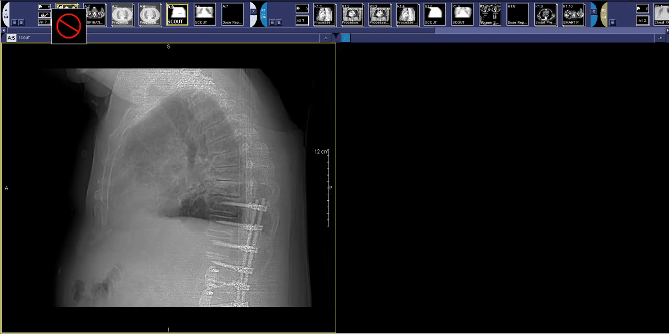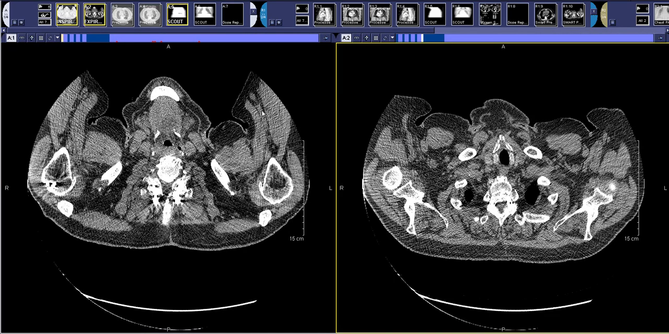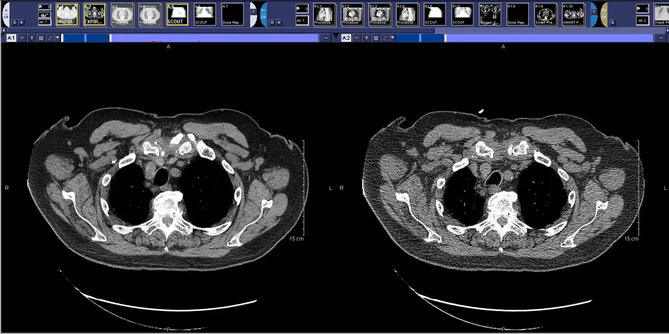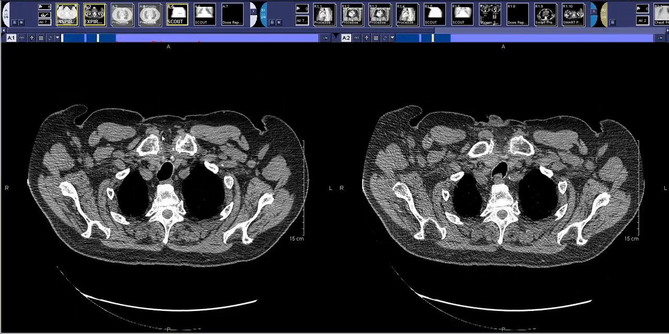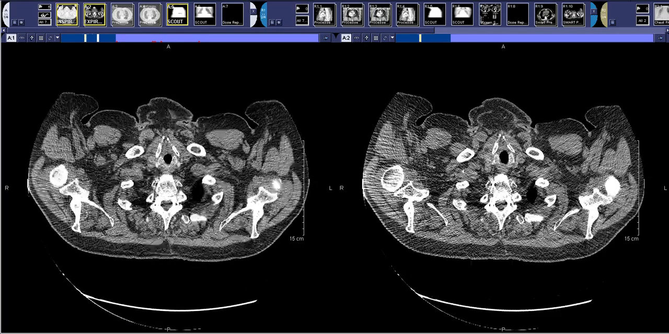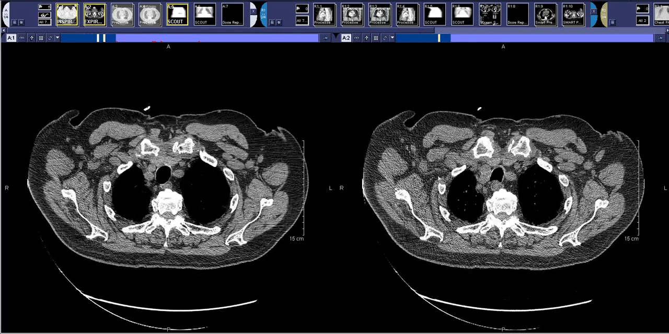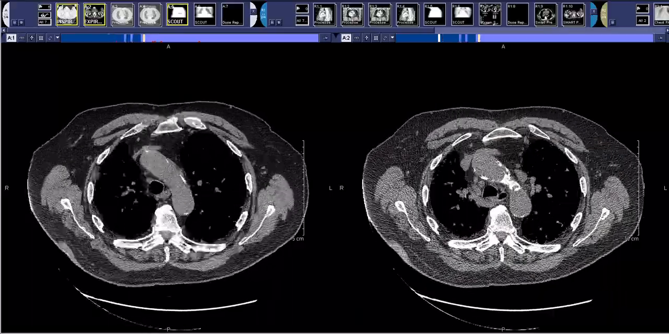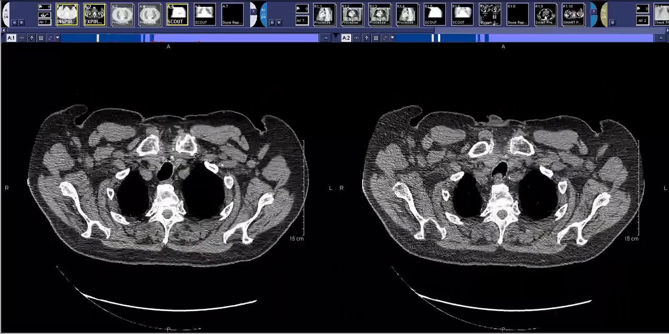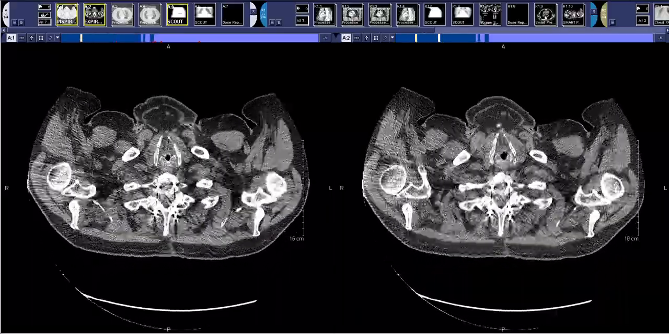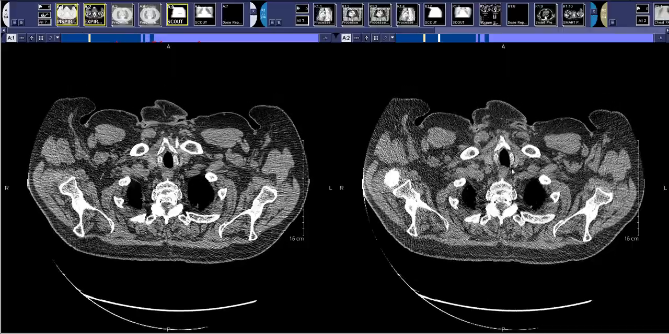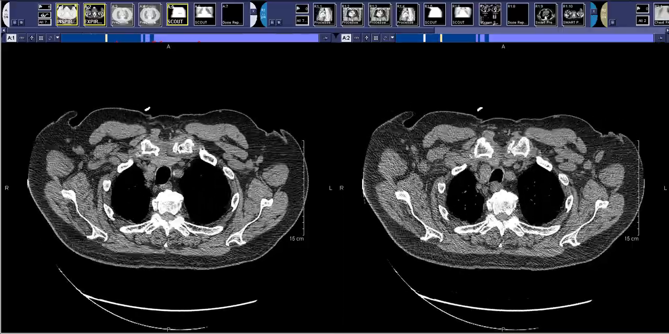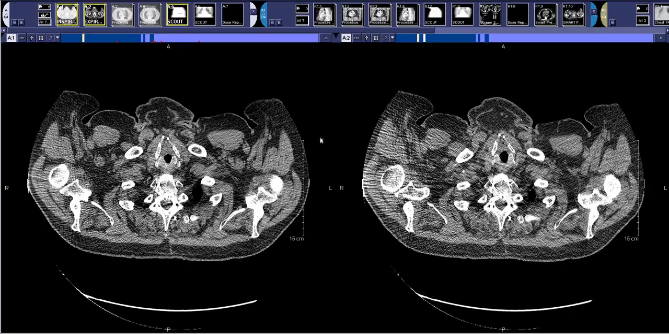The next thing I will do is pull up two windows, both with my inspiration and expiration. Really your inspiratory images are going to be the main ones you're doing your work off of, and your expiratory images are essentially just to look for air trapping or to differentiate any sort of mosaic attenuation you might see between air trapping and differential perfusion.